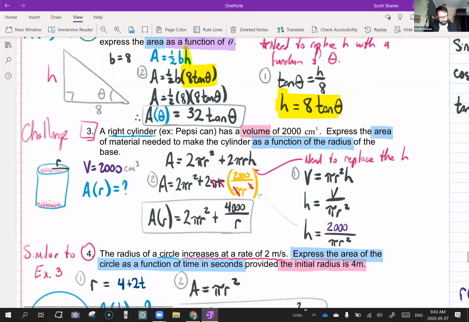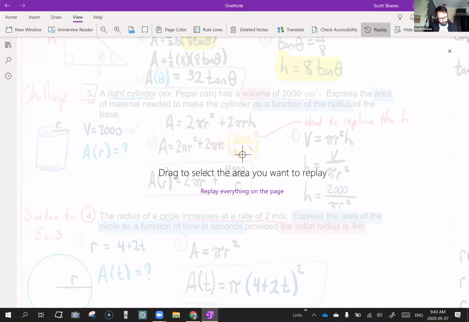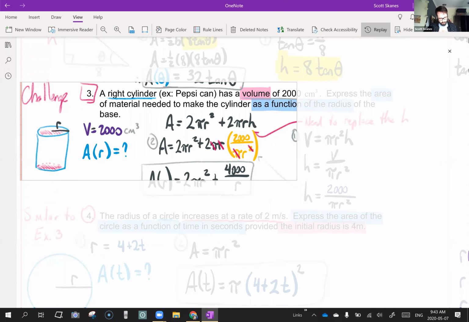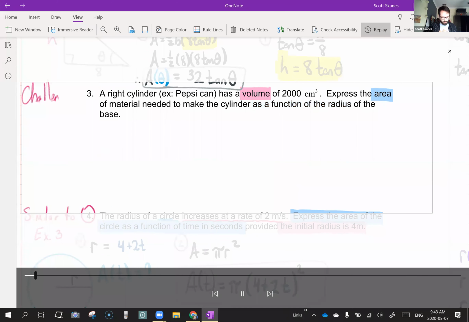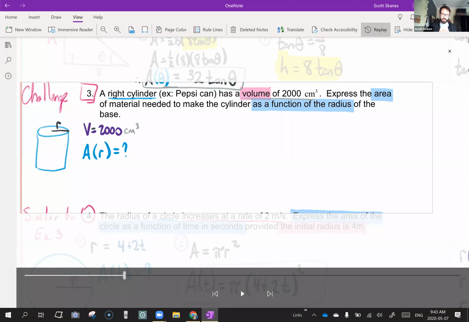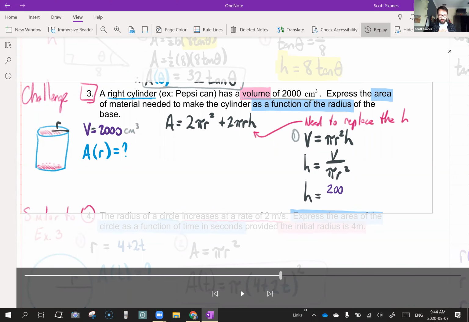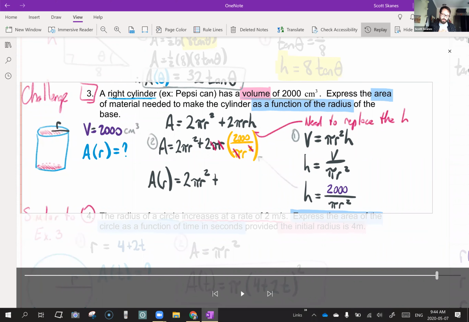For the second question, I want to prove to you that I did the same steps. I wrote down my sketch if I had one, wrote down my given information, wrote down what I needed, put down my primary equation, realized I needed to replace something, and used a second equation. I put that second equation into the first equation and simplified. Same exact steps.